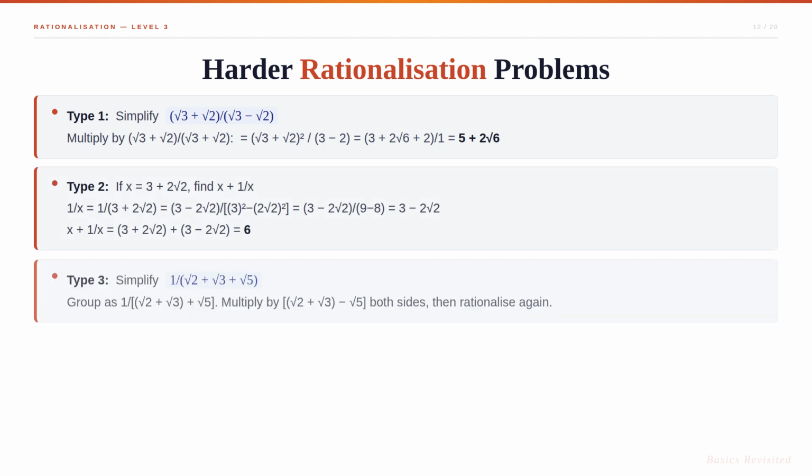Type 3. 1 over root 2 plus root 3 plus root 5. Group has root 2 plus root 3 and root 5 separately. Multiply by the conjugate in 2 steps to fully rationalize.